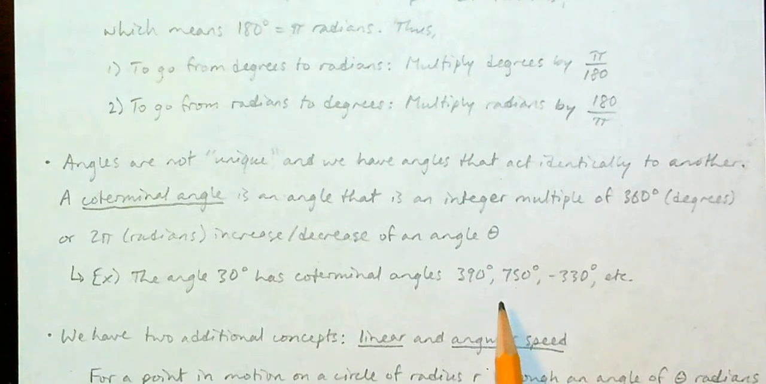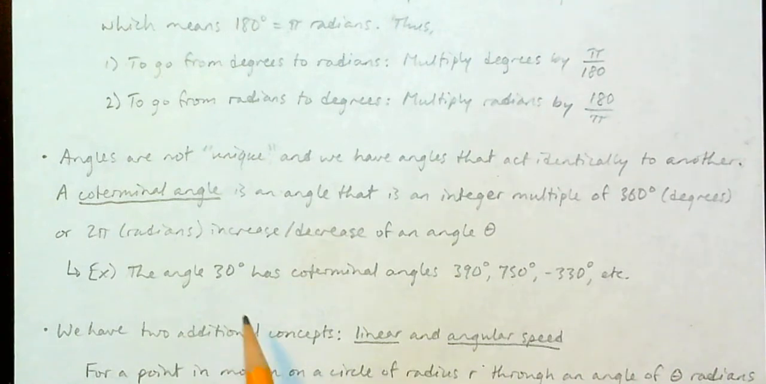If I added another 360 onto that, that would get me 1,110 degrees. Then I went the opposite way. If I subtract 360 from 30, I'll get negative 330. If I subtracted another 360, I would get negative 690 degrees, and I can keep going that way, so on and so forth. So really easy to find angles that are coterminal to a given angle. You're just adding or subtracting 360s or 2 pi's onto your given angle.